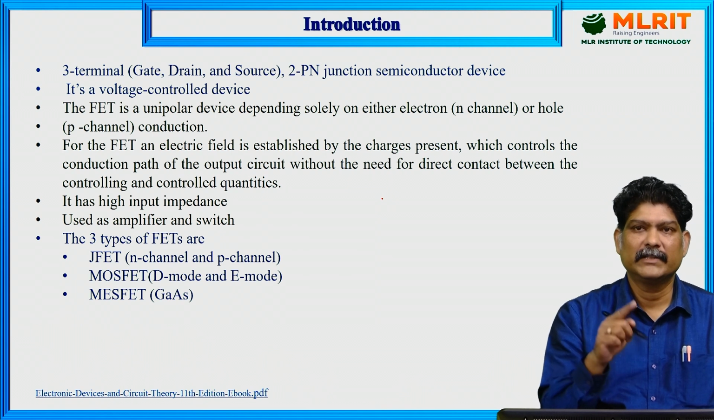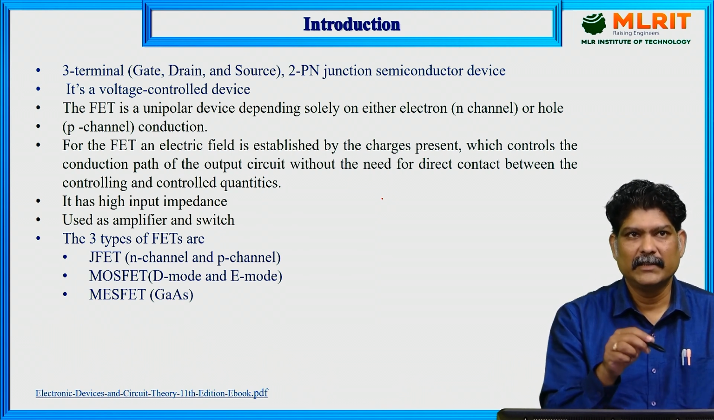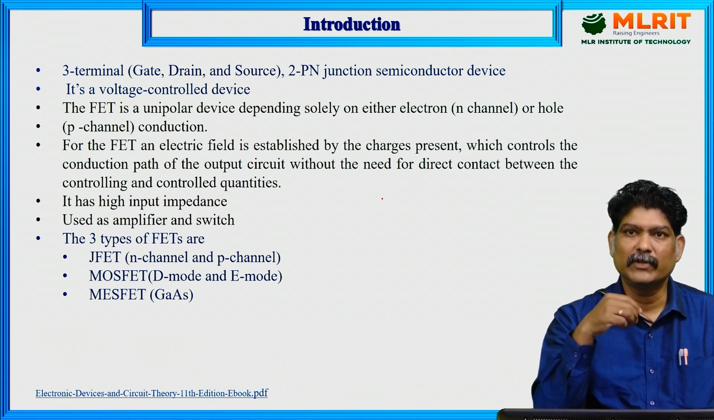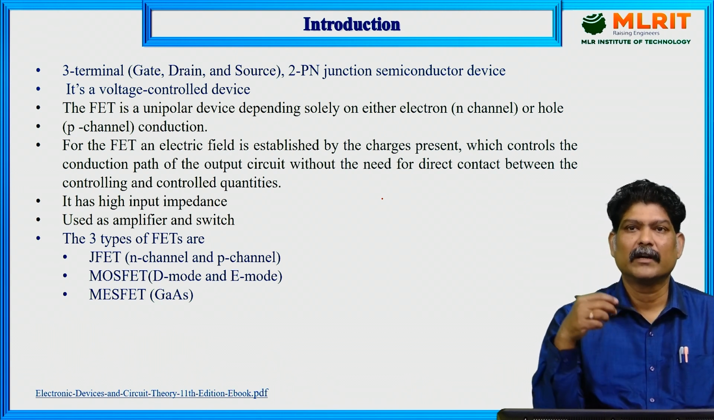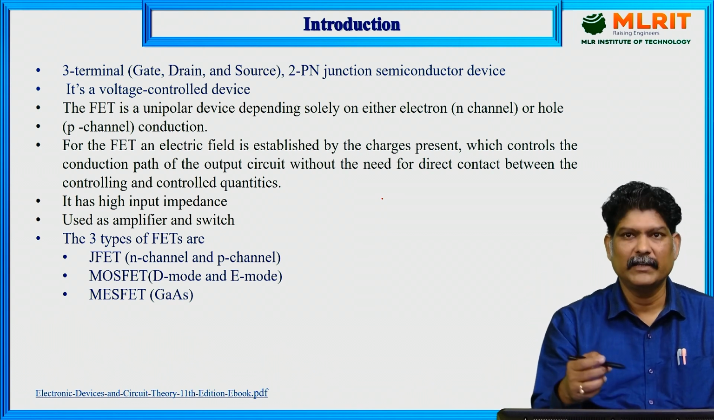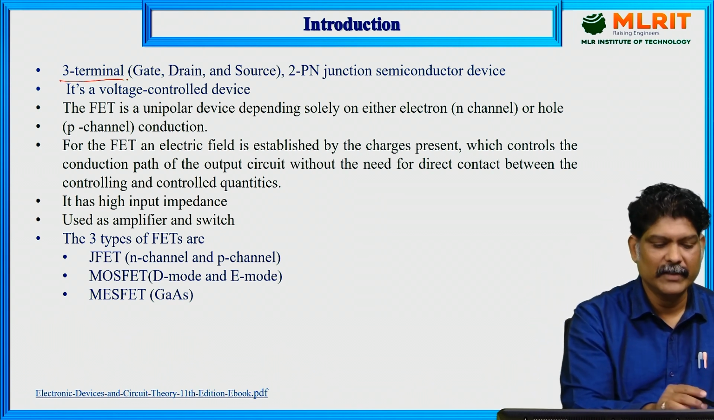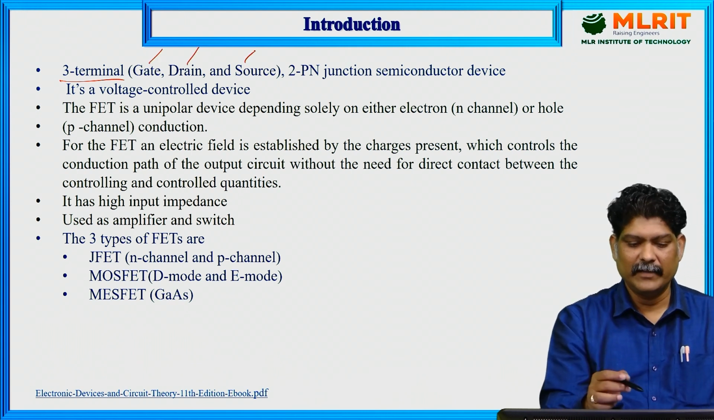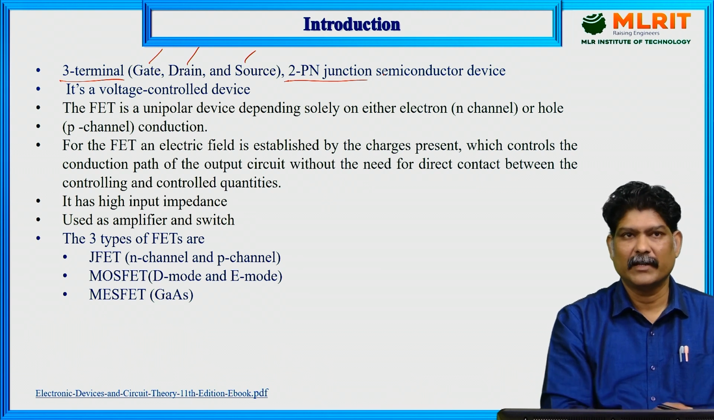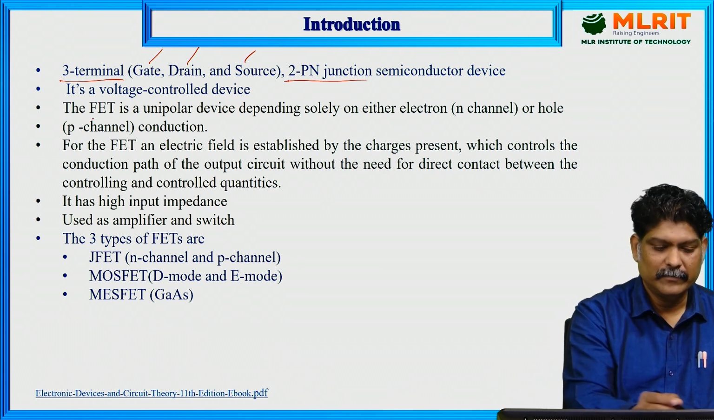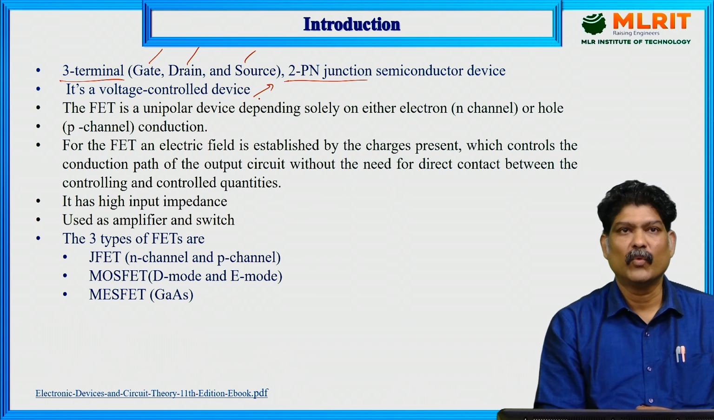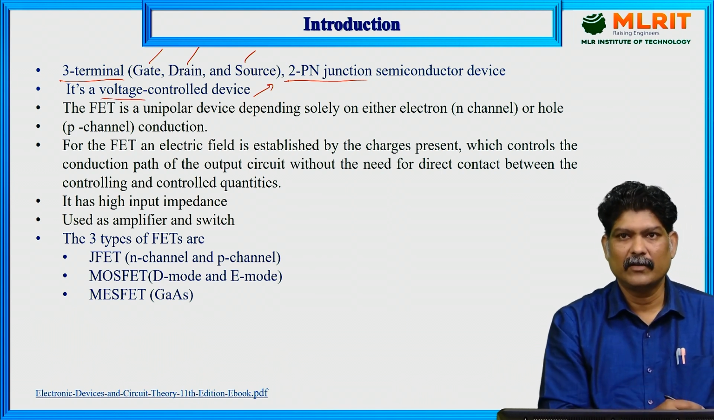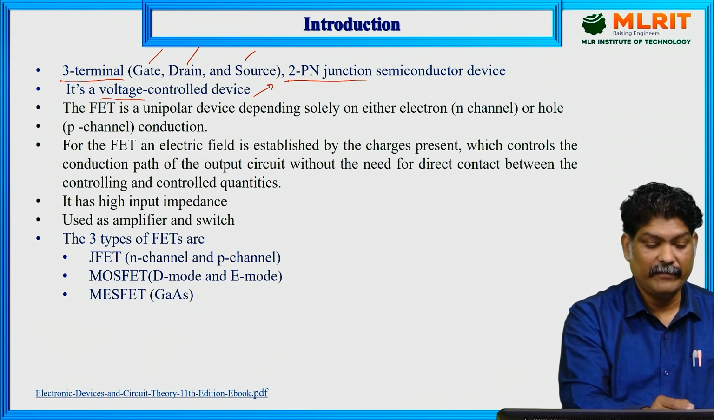Therefore the BJT is a current control device, whereas the FET is a voltage control device, because the input gate voltage controls the output drain current. Let us see in detail. It is also a 3-terminal device. What are the 3 terminals? Gate, drain, and source are the 3 terminals of the FET, and it is a 2 PN junction semiconductor device. I told you BJT is a current control device; the FET is a voltage control device. The FET is a unipolar device.